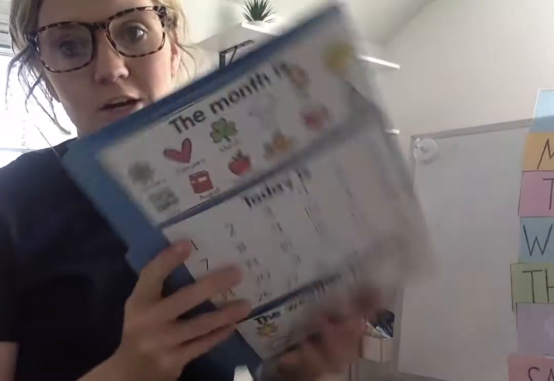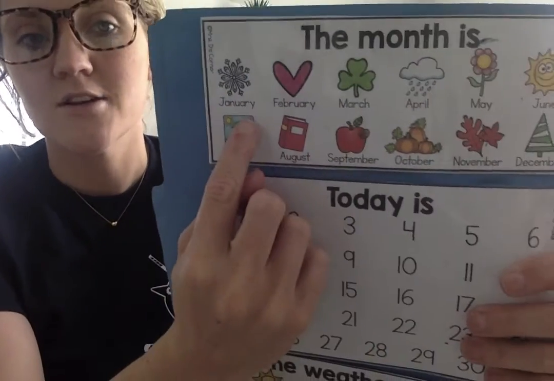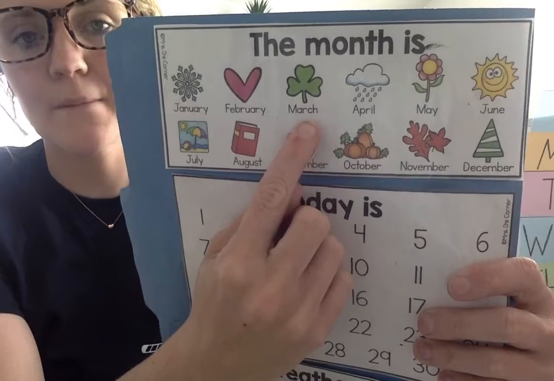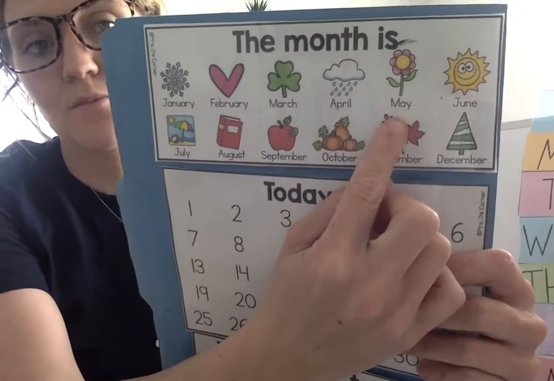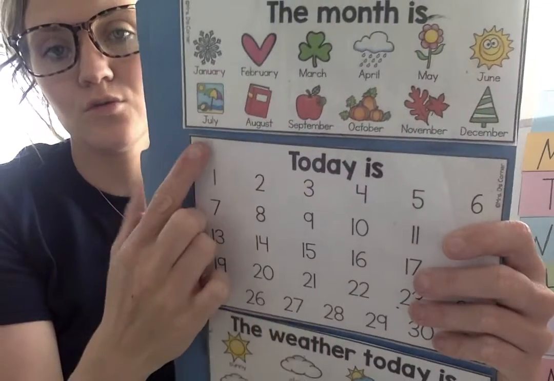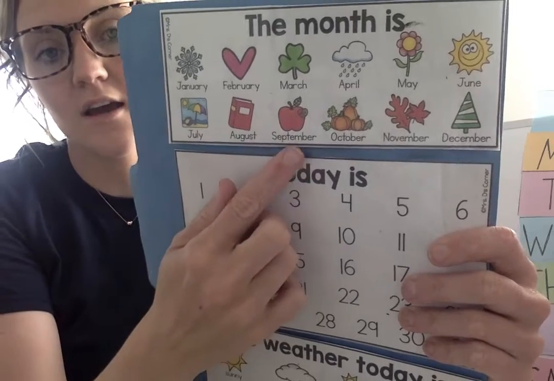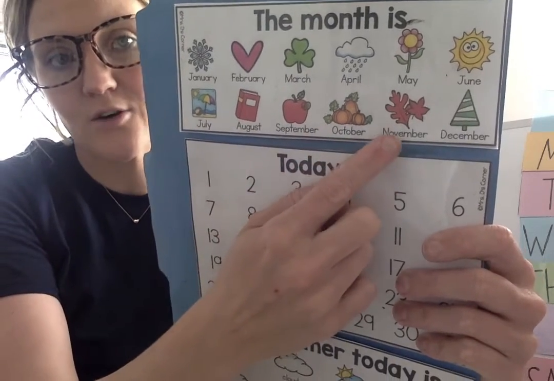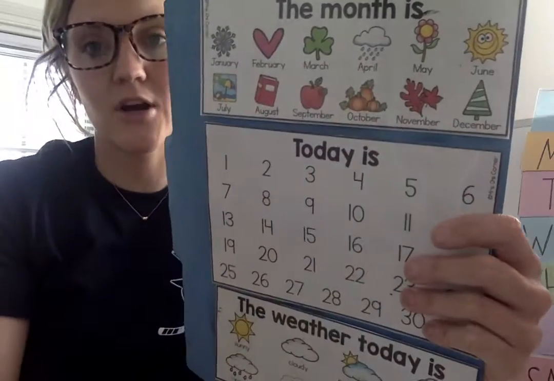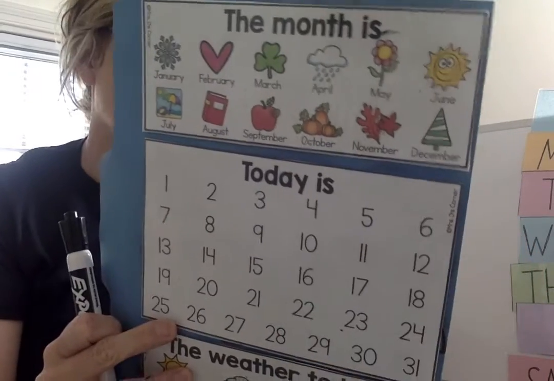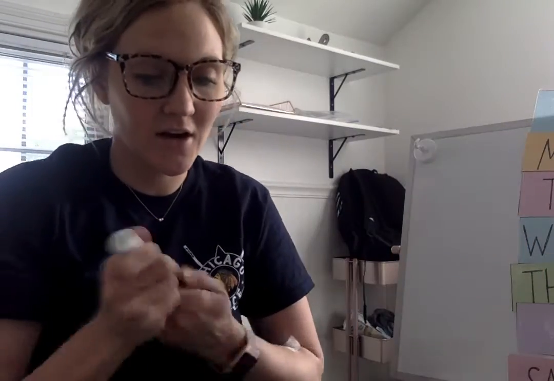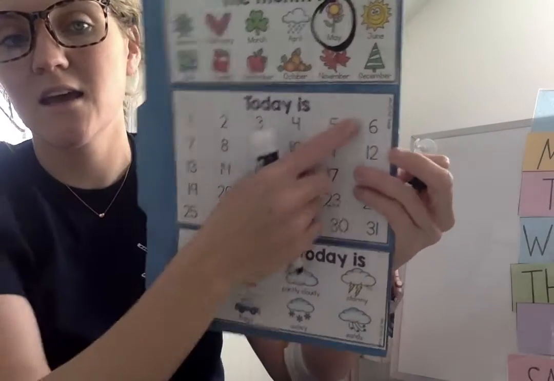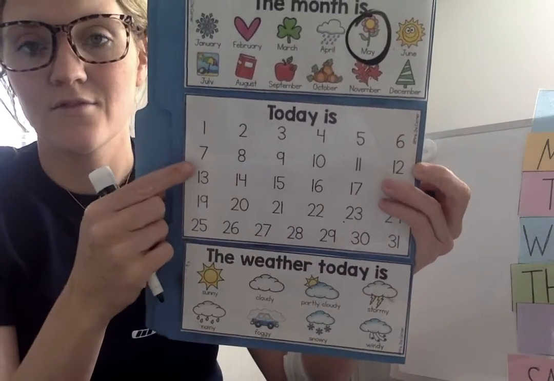Time for calendar. Let's start with saying the months of the year. Ready? January, February, March, April, May, June, July, August, September, October, November, December. Good. What month are we in right now? May. Very good. And if yesterday was May 6th, then that makes today May 7th.